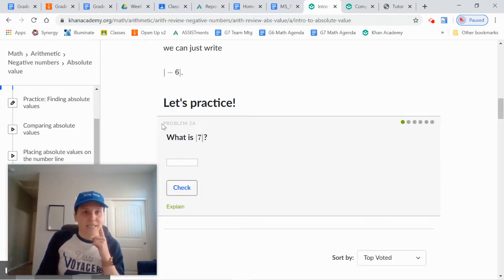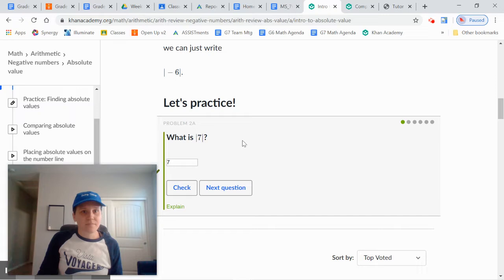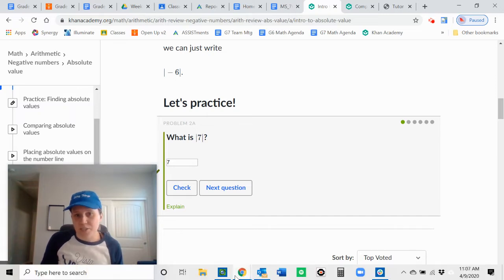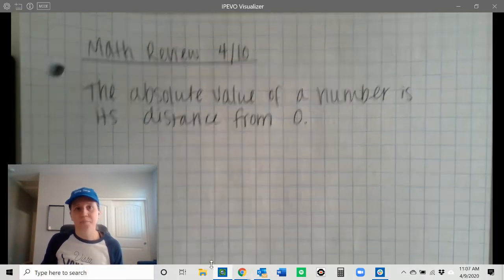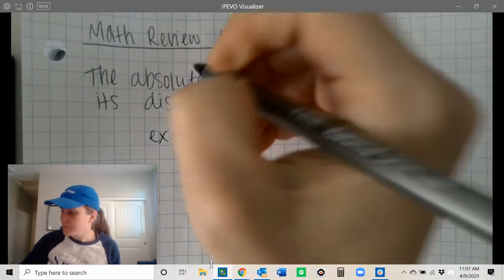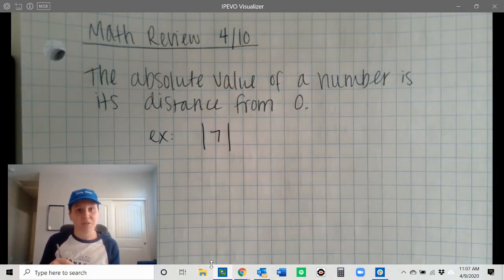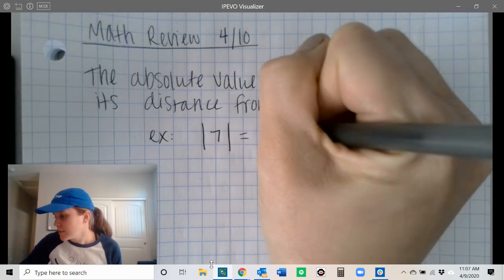Okay, so let's practice. Take a look at this question. It says, what is bar 7 bar? I read it as, what is the absolute value of 7? I'm thinking, how far away from 0 is 7? It's 7 spaces away. The absolute value of 7 is 7. Okay. Let's go ahead and write this question on our notes together. I'm going to write, let's see, example. The absolute value of 7, again, I'm not writing the words, I'm using that notation we're learning, equals 7.